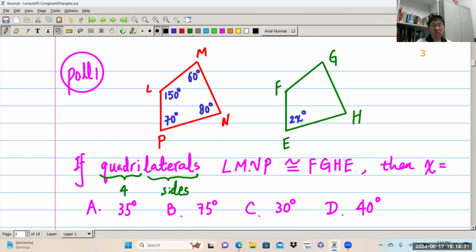Now, I want you guys to do a quick practice here. I have two quadrilaterals. Quadrilaterals means a geometric figure with 4 sides. So I state that LMNP is congruent to FGHE. Pay attention to this congruence statement. Then based on that congruence, what's the value of x?